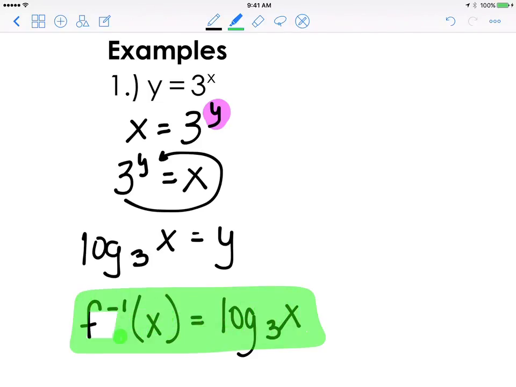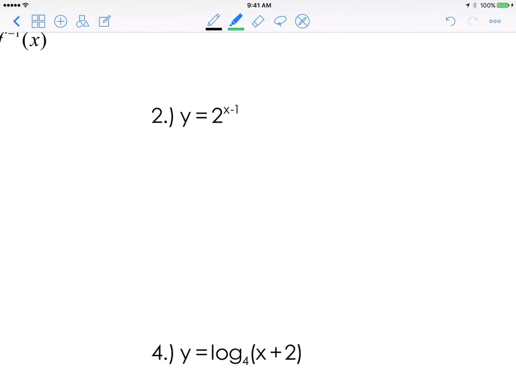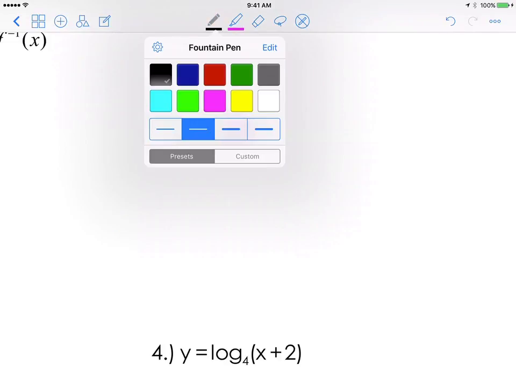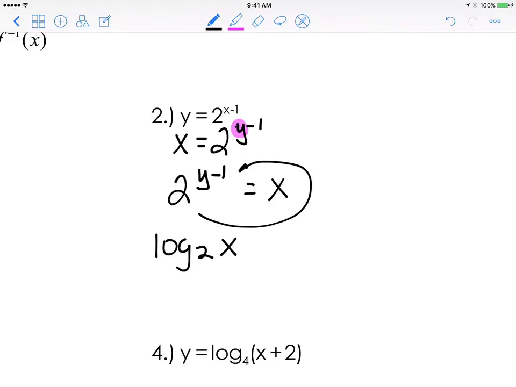Okay, so now let's look at problem number 2. We're going to do it the exact same way. We've got to remember to switch your x and your y's. So now we've got to get this y isolated, so we need to take the log of both sides. I'm going to rewrite this again and do my loop. So we get log base 2 of x equals y minus 1.